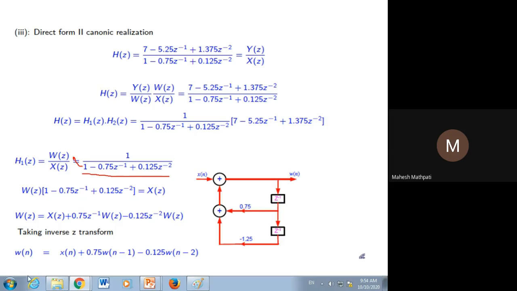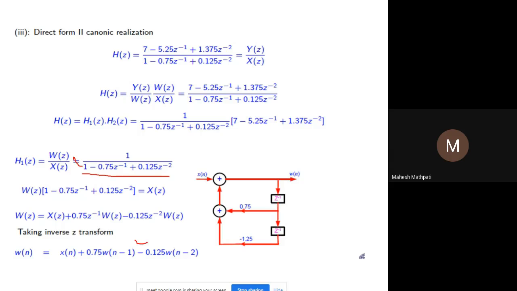So this equation we are realizing here, right? So this equation is realized. Here the output part is w of n and the input part is x of n. So x of n is applied to this equation, with w of n minus 1 and w of n minus 2. On this side we are applying the input portion. So delay elements, with coefficients 0.75 and minus 0.125.